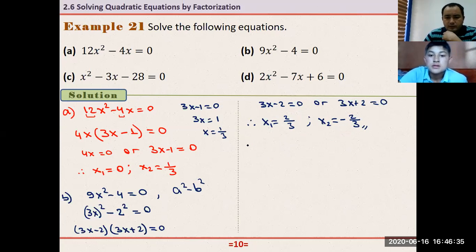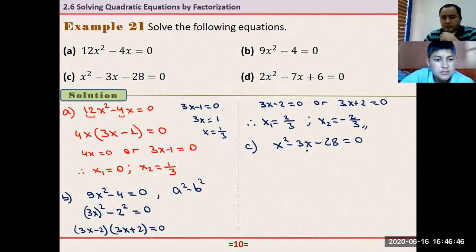All right, these are easy questions. How about here? x squared minus 3x minus 28 is equal to 0. So it's a quadratic equation. If I just close this part, it is an expression, and we studied how to factorize this, right? Because here, the coefficient of x squared is 1.